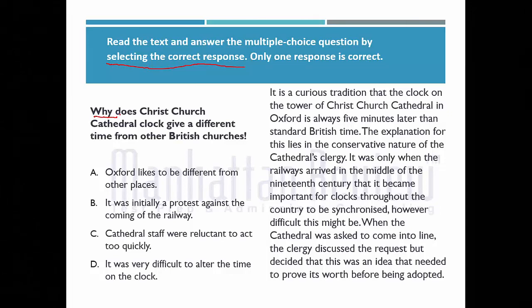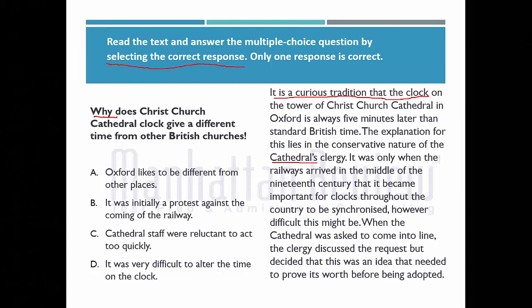So now we have understood that we want the reason why it shows a different time from other British churches. We have 4 options A, B, C and D. Now go to the text. What the text says is, it is a curious tradition that the clock on the tower of Christ Church Cathedral in Oxford is always 5 minutes later than standard British time. This is the main idea. As we are reading, with the help of skimming, underline the keywords: curious, tradition, clock, tower, Christ Church Cathedral, Oxford, always 5 minutes, standard British time.